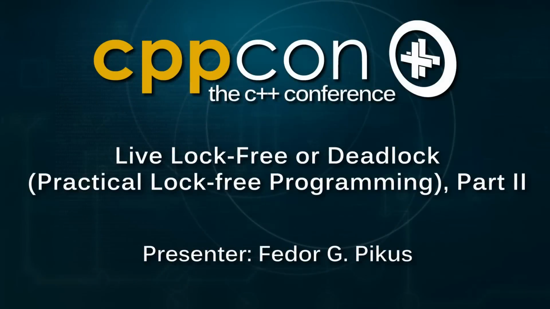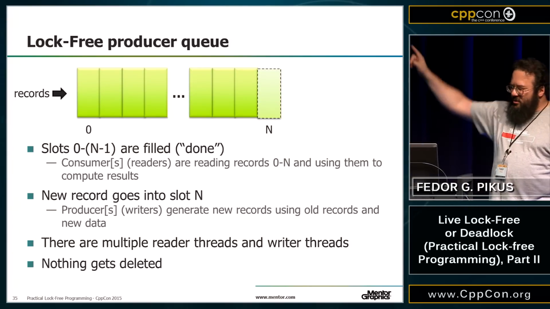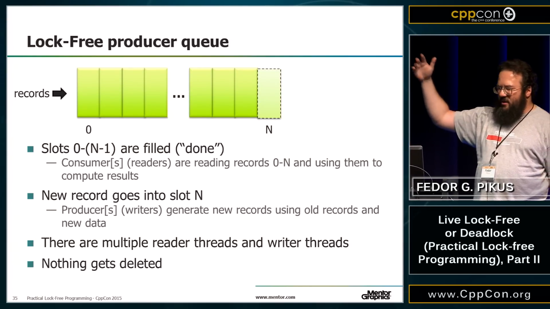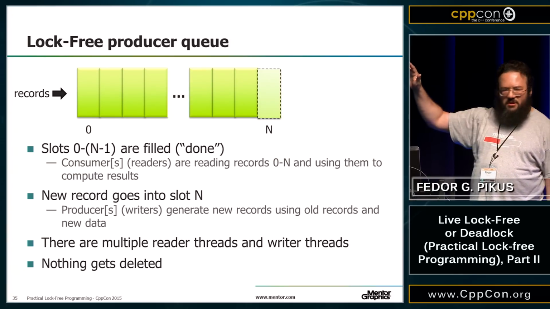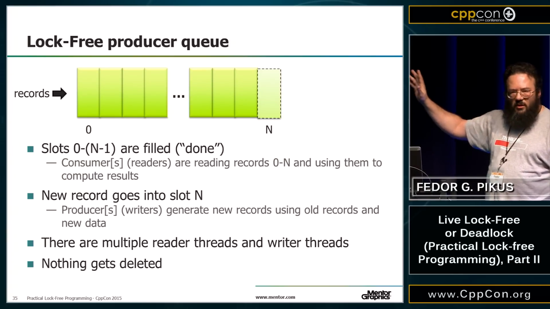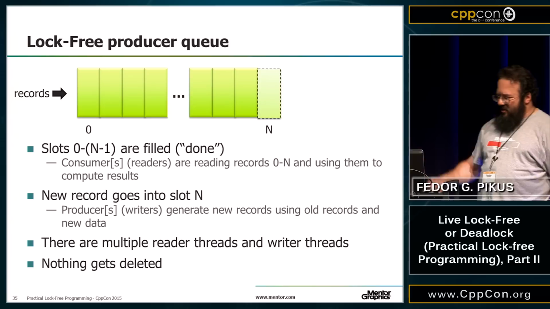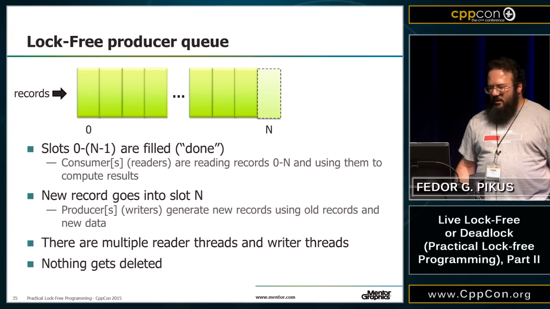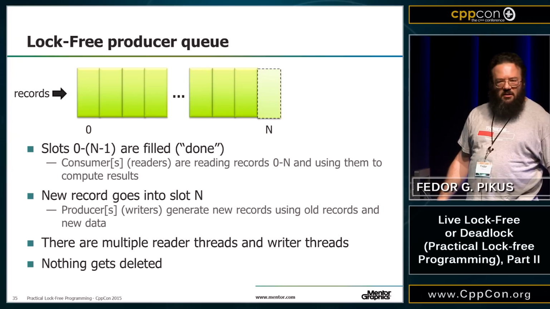So we have a queue of records, and some slots at the beginning are filled, and a new record goes into the slot N, and we have some producer threads and some consumer threads. Consumers can read the slots that are done, full, and producers have to produce new records into the slots that are empty. There are multiple producer threads, there are multiple consumer threads, nothing gets deleted here.